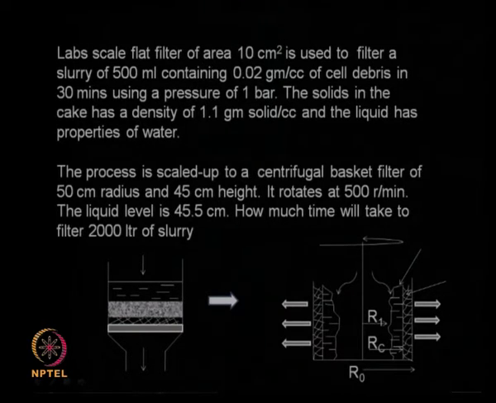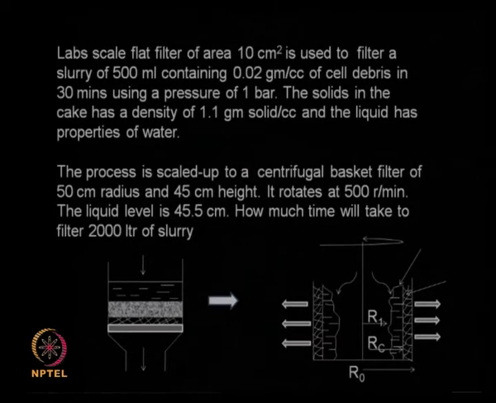Now the solids in the cake have a density of 1.1 gram solid per cc, and the liquid has the properties of water. You collect data in the lab generally using a simple flat filter, like a Buchner funnel, and then put in a filter cloth or filter paper, and then you achieve this filtration. Now you want to scale it up to a large scale, so you do not want to do the same operation; you would like to use a centrifuge, that means a centrifugal basket filter.